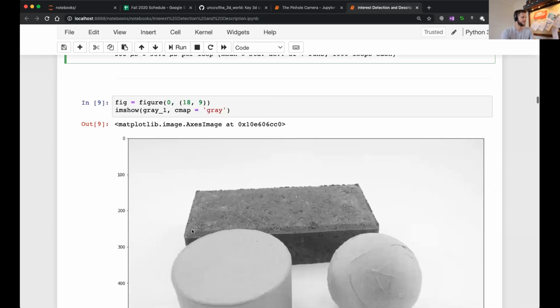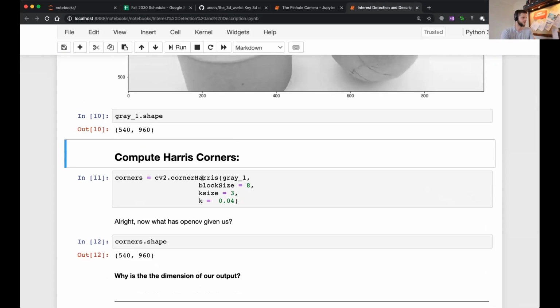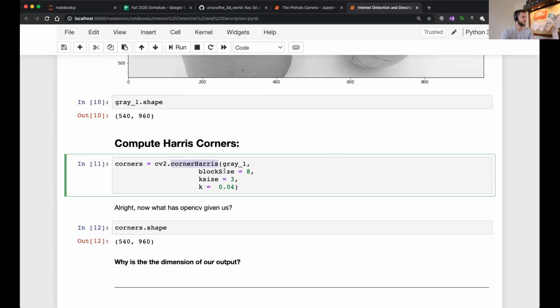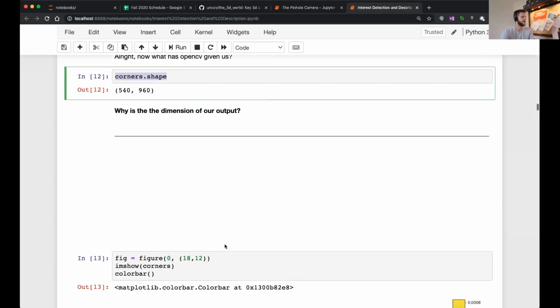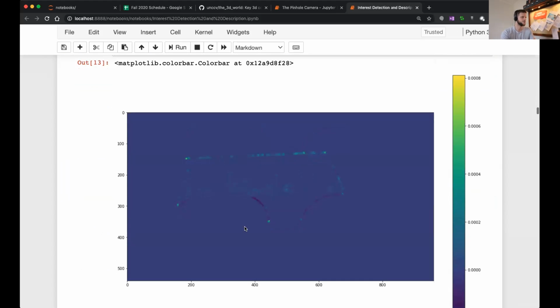Great. All right. So let's hop into analyzing this grayscale image. And like I said, we'll use the Harris corner detector on this image. If we run the Harris corner detector, we get an image out of the same shape. And the reason for that is that this detector is really computing a corner score. So this is the result that you get out. And notice that there are some glowing regions where our corner detector has computed some higher values, but it's kind of noisy. It's not great.